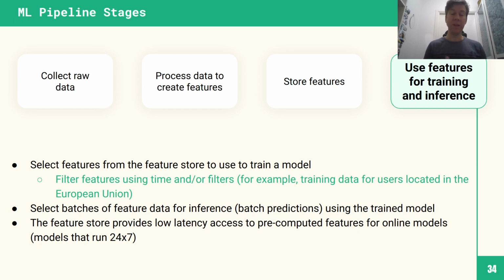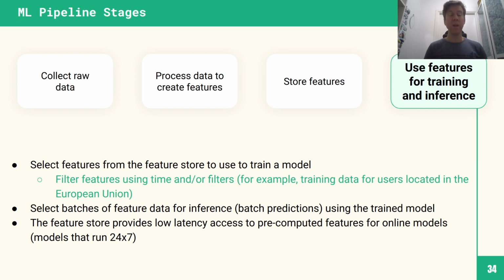I want training data over a particular time range, but filters could also be such as, I'm training a model for users only based in the European Union, so I just want the customers based in the European Union. Or you might want to drop some features because they're not allowed to be used in the European Union because of the GDPR regulation.